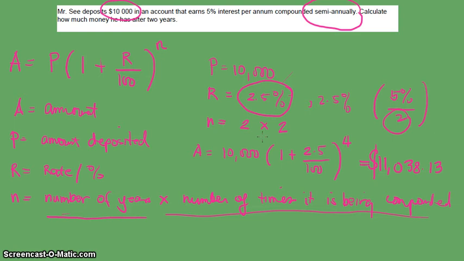Then n, remember, it has two components. It's the number of years times the number of times it is being compounded. So it will be after 2 years, so that's 2, and then multiplied by 2 because it is compounded semi-annually. And once you have these numbers, all you have to do is to fill up the formula with the corresponding values, 10,000, then 1 plus the rate 2.5 over 100 raised to 4. And then you just use your calculator to solve for this value. And there you go, you can get now the amount. Okay? So that's it.